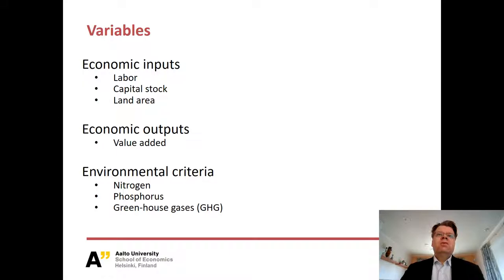I'll consider three kinds of variables in this study. In terms of inputs, in the agricultural sector, labor and capital are obvious, but I also consider land area as separate from the typical capital, such as tractors and other machinery. Output is measured using value added, and then I also consider three so-called environmental indicators. Two of them refer to water pollution, nitrogen and phosphorus, and the third one, greenhouse gases, obviously refers to climate change, and it's also very closely related to energy use. These are the two major environmental impacts of agricultural production: the impact on water eutrophication and on climate change.